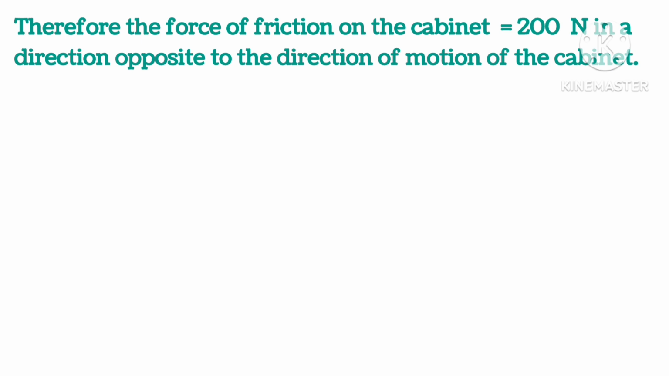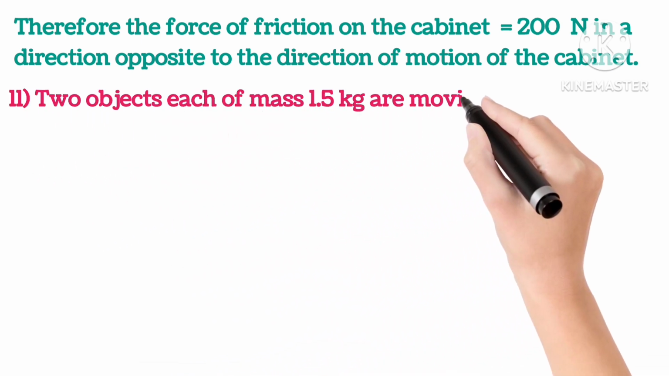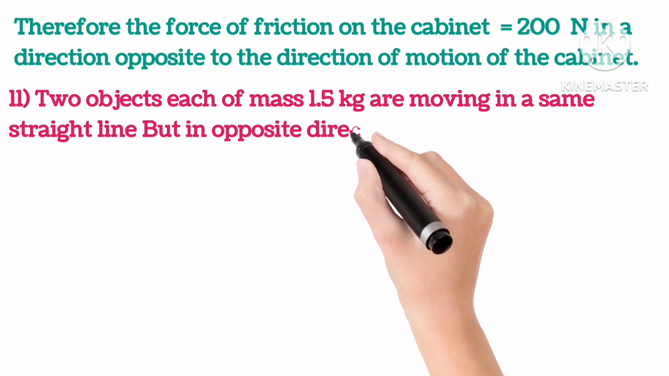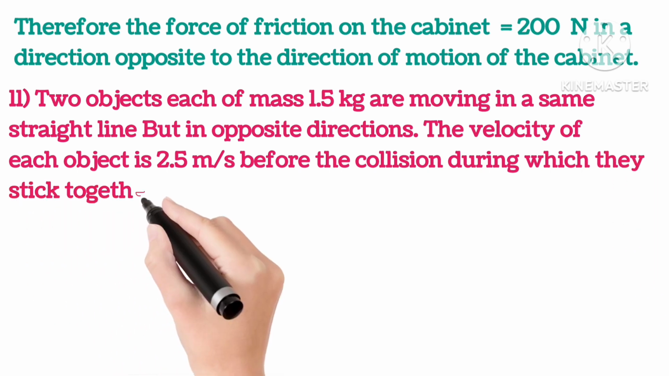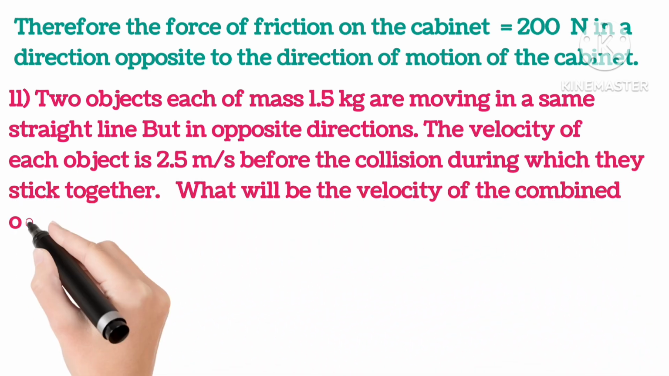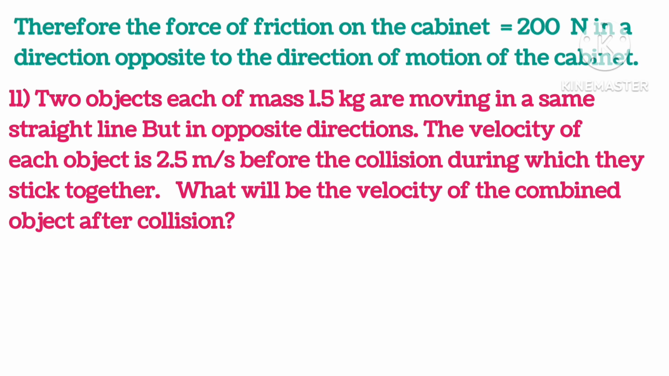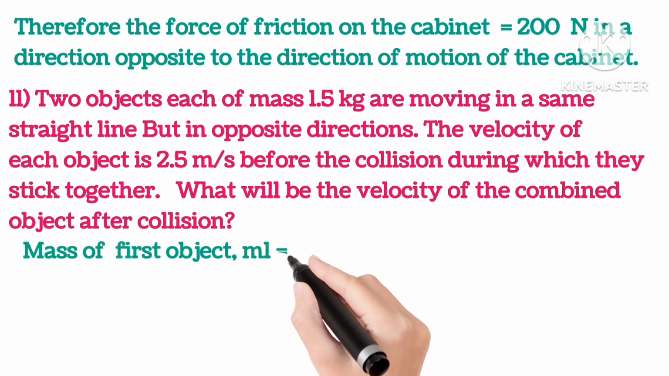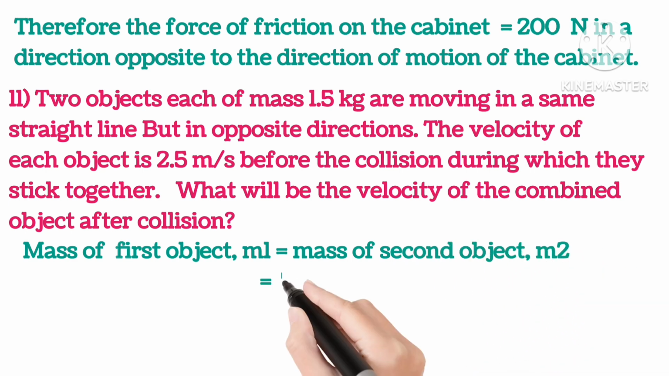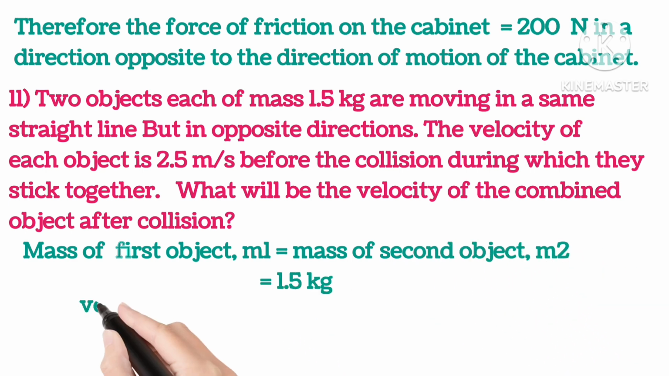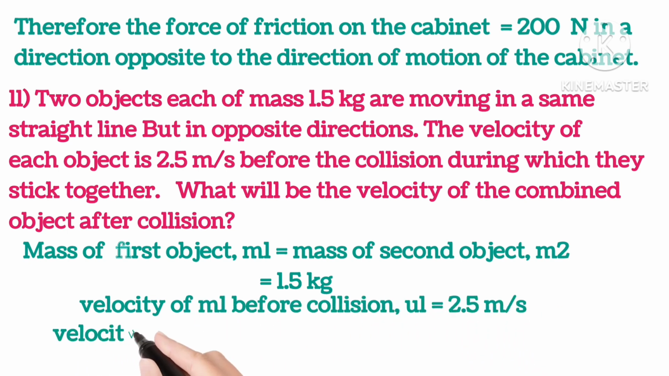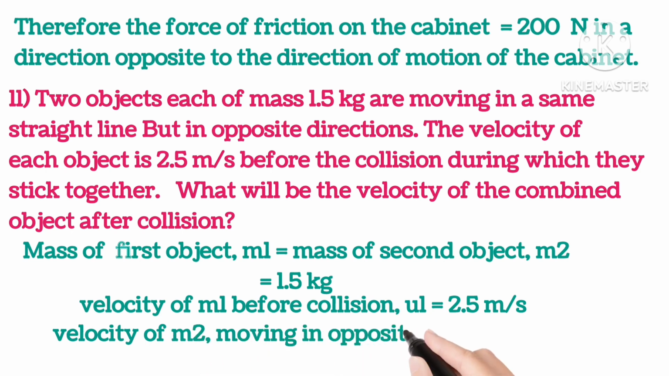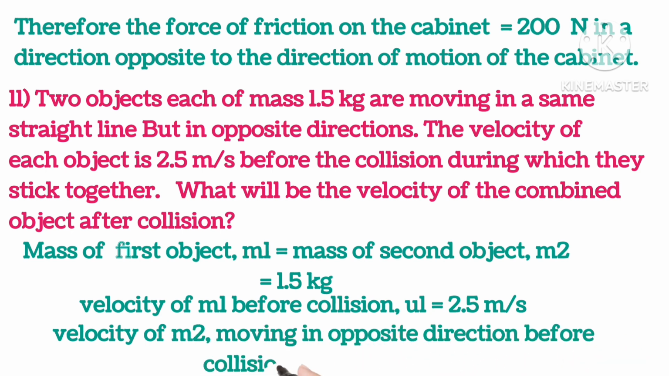Two objects, each of mass 1.5 kg, are moving in the same straight line but in opposite direction. The velocity of each object is 2.5 meter per second before collision, during which they stick together. What will be the velocity of combined object after the collision? So the mass of the first object m1 is equals to mass of second object m2, 1.5 kgs. Velocity of m1 before collision is 2.5 meter per second. Velocity of m2 moving in opposite direction, before collision, will be minus 2.5 meter per second.